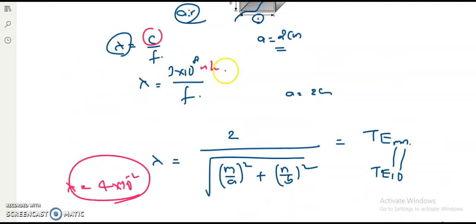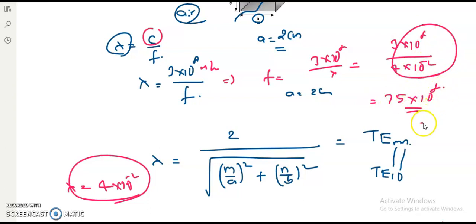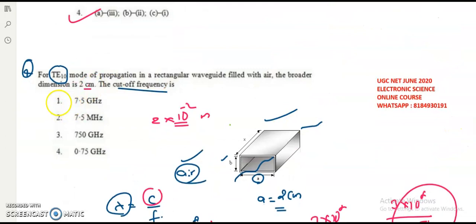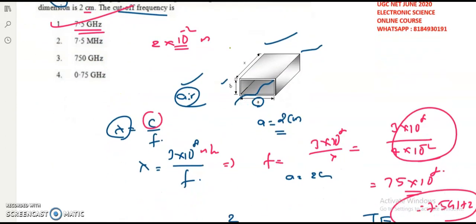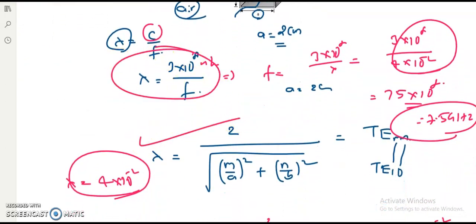But in the question they're asking about the frequency. So from this expression the frequency is equal to 3 into 10 power 8 divided by lambda, that is 3 into 10 power 8 divided by 4 into 10 power minus 2. So this entire thing becomes 0.75 into 10 power 10, that is 7.5 gigahertz. So the correct answer is 7.5 gigahertz, which means the first option is the correct one. To solve this problem you must have an idea about this expression and this expression.